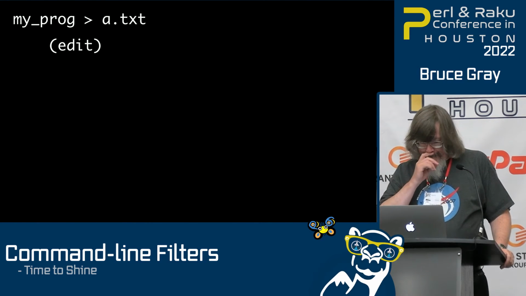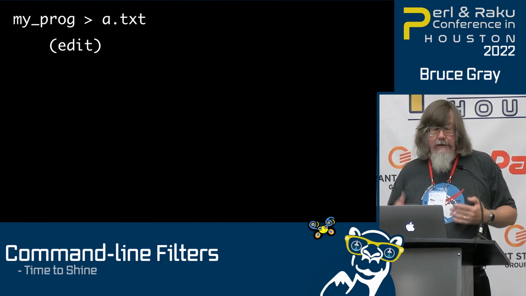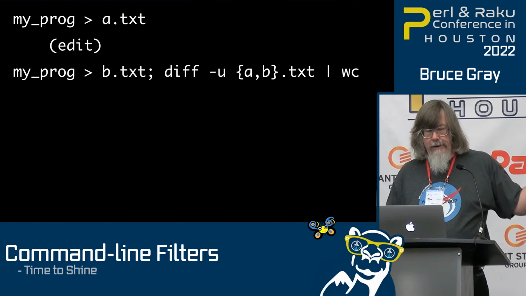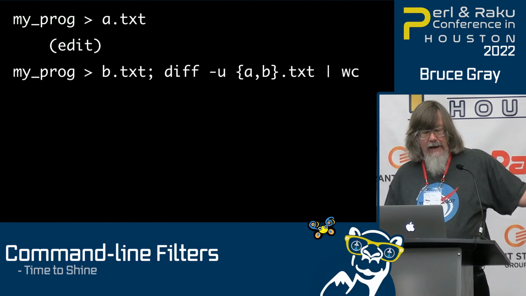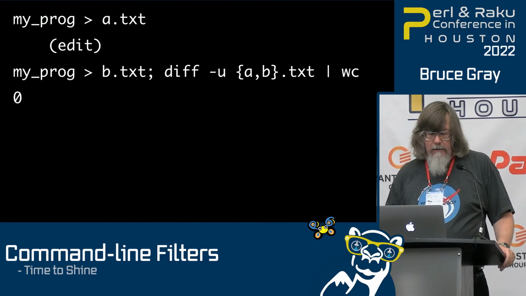Slightly different technique. You run your program, put the output in file A. Then you make some refactoring change to the program, run it again, output to file B. Then compare A and B with diff. It'll show you the differences. And filter to word count. Well, diff produces no output at all if the files match. So if you get 0, there was no change and your refactoring was successful.